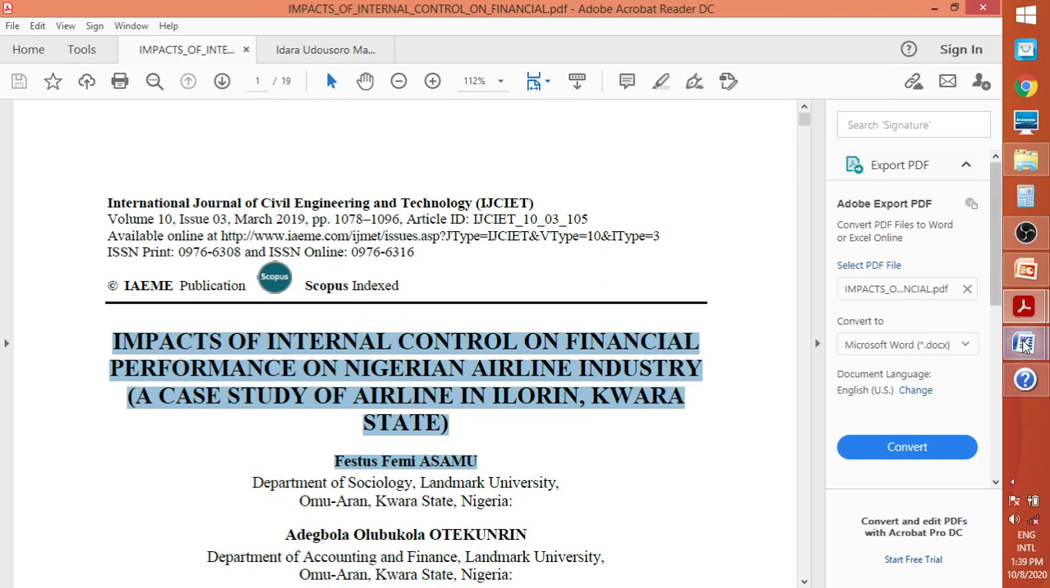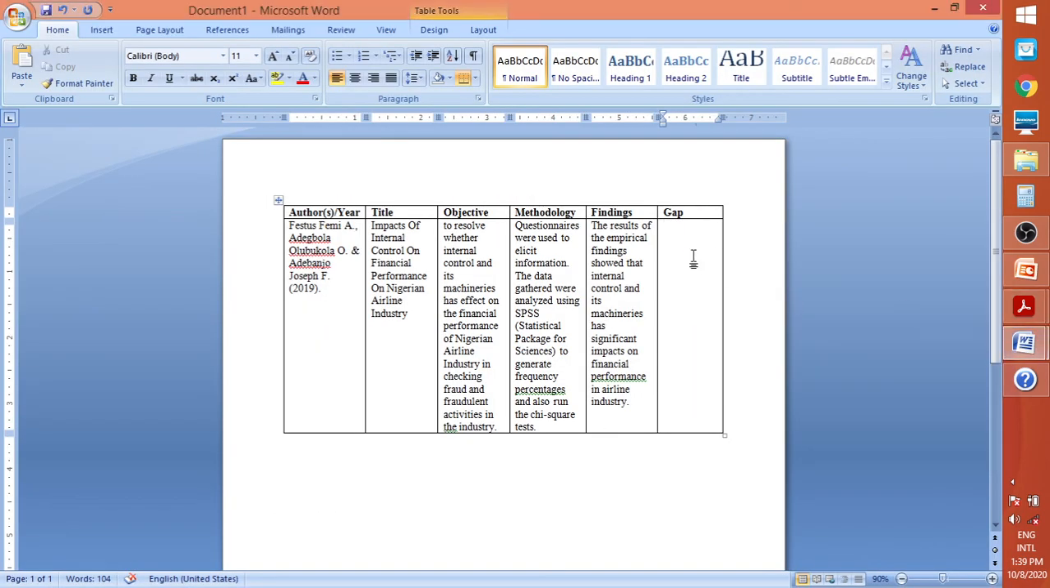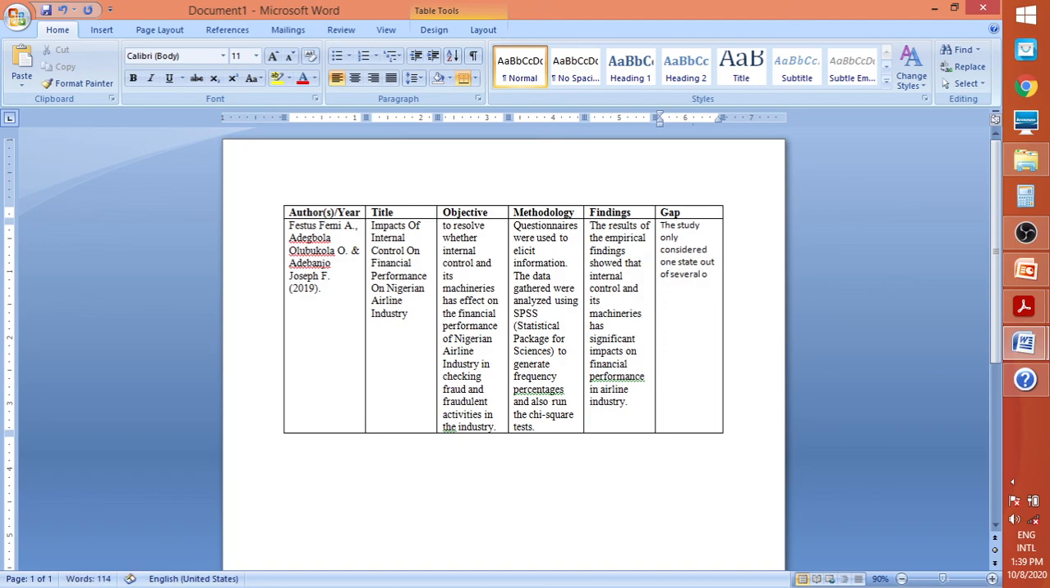So how I'll put it is that the study only considered one state out of several others that has airlines. So with that, I'm done with my gap.